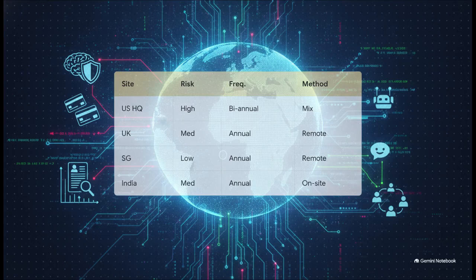Up top in the US HQ, they're dealing with high-risk AI, like credit scoring and fraud detection. Because of that, the audit frequency is biannual, using a mix of on-site and remote methods, and it requires highly technical lead auditors. Meanwhile, you look at the Singapore office, and they are only running a low-risk customer service chatbot. That just requires an annual, fully remote audit. The UK is medium risk for trading algorithms, and India is medium risk for HR recruitment AI. The key takeaway here is that the program manager allocates budget, time, and specific expertise precisely where the risk dictates.